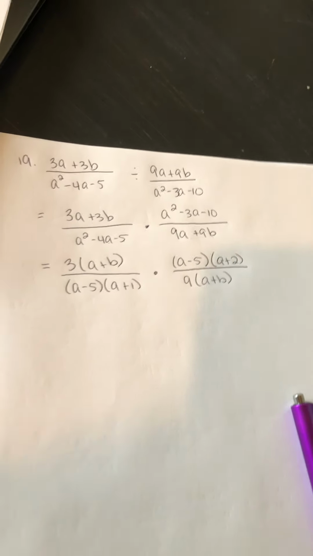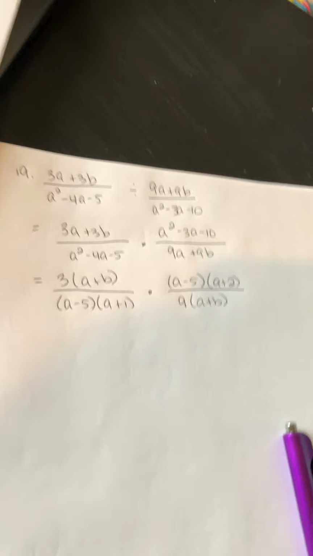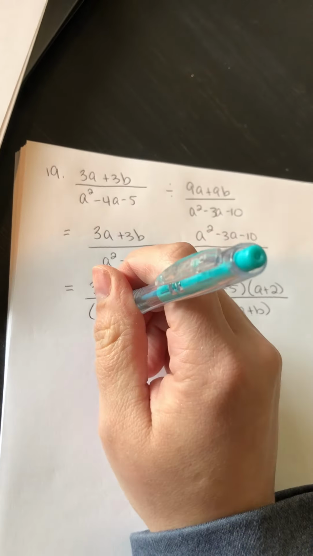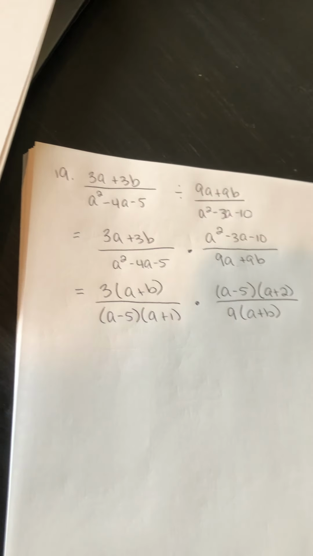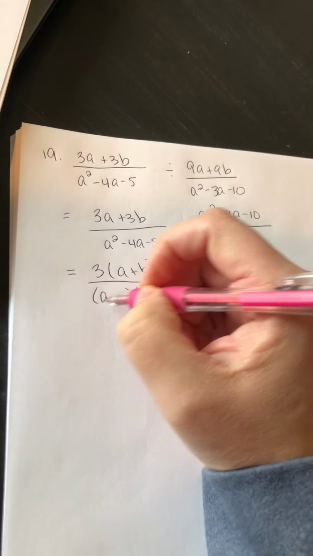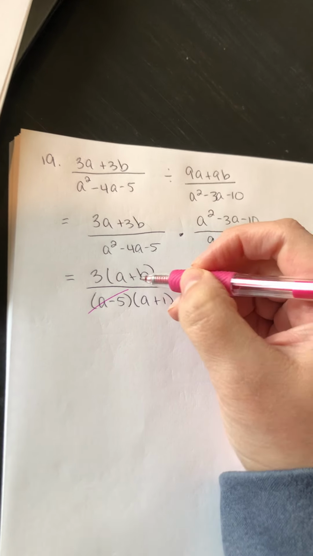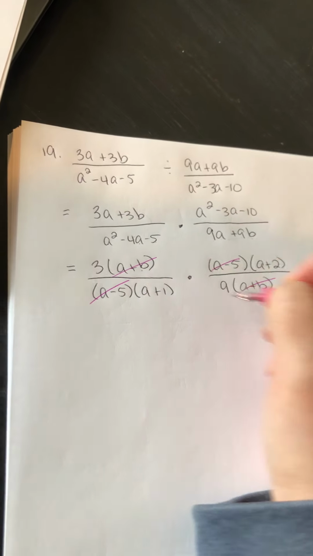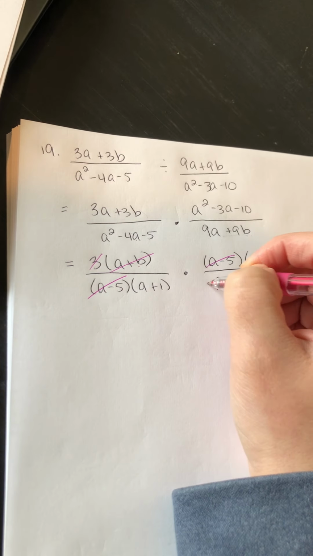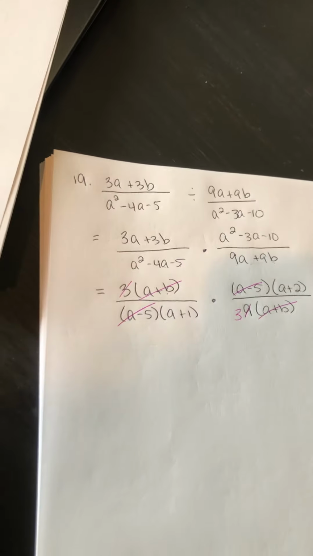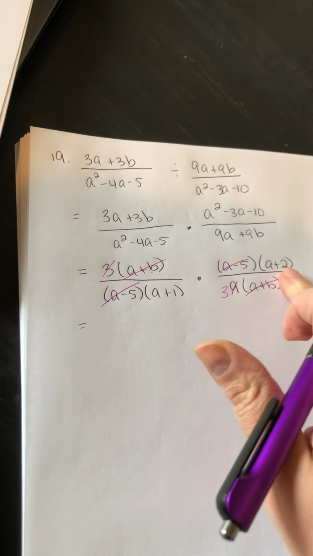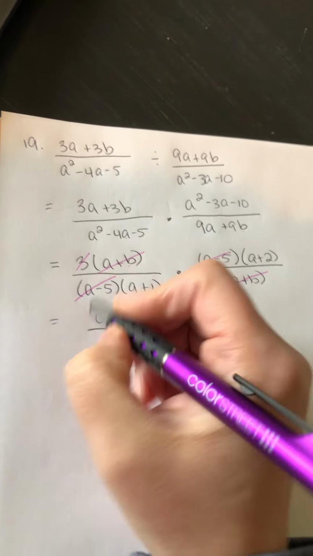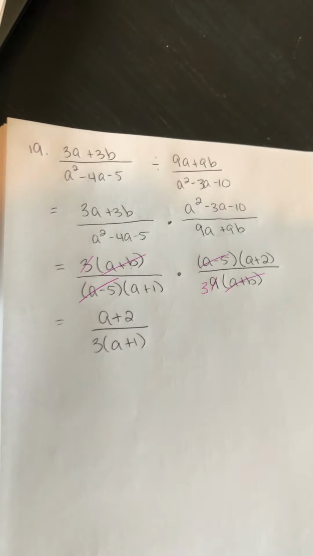So now you can see what cancels. Because all of these are products, you can cancel them out. I've got an a minus 5 here and an a minus 5 there. Those cancel. I have an a plus b here and an a plus b here, so those cancel. I have a 3 and a 9, so 3 goes into 9 3 times. So what I'm left with is, in the numerator, an a plus 2, and in the denominator, a 3 times a plus 1.